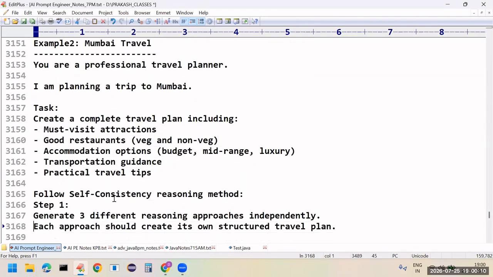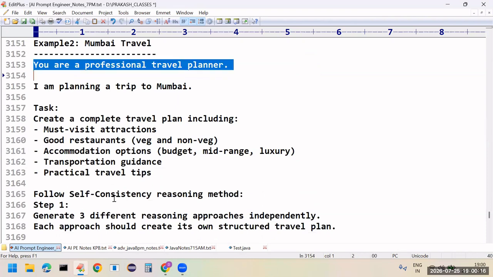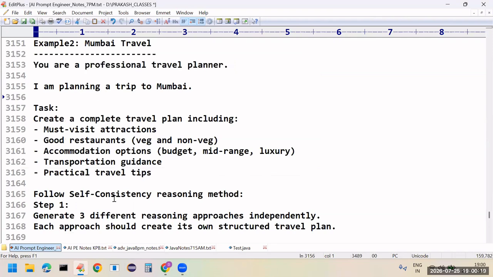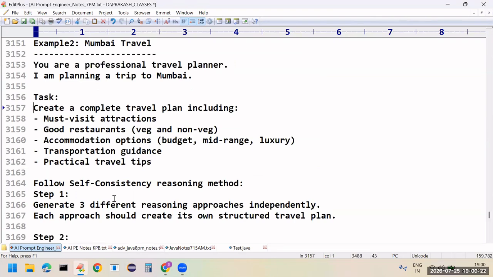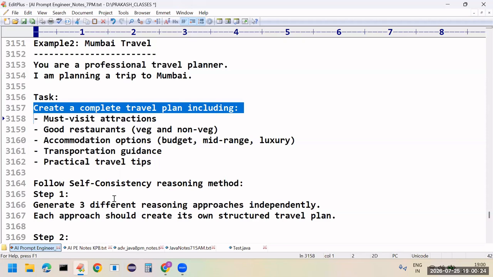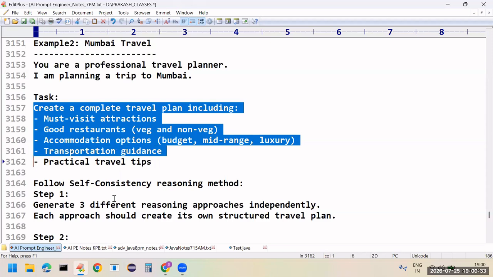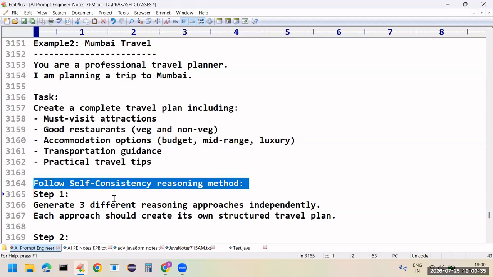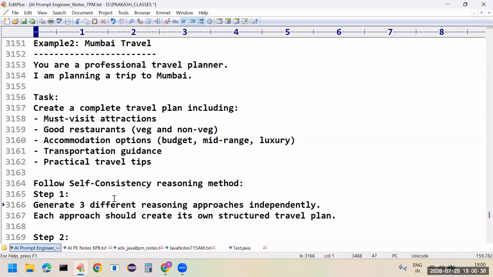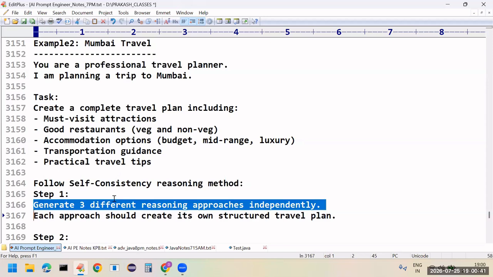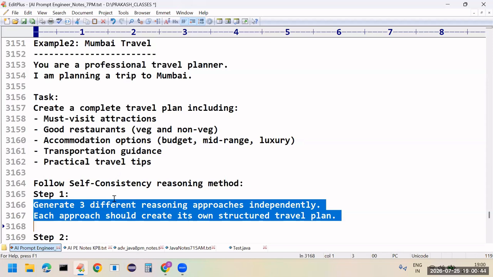The second example is a bit lengthy, friends, but we executed it several times. You are a professional travel planner. I am planning a trip to Mumbai. The task is to create a complete travel plan, including the most visited attractions, good restaurants, accommodation options, transport guidance, and practical travel tips. Follow the self-consistency reasoning method. In step one, generate three different reasoning approaches independently. Each approach should create its own structured travel plan.